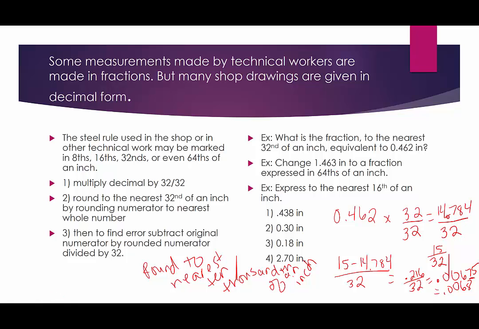Alright. So if it was 64ths like this one, you would do 1.46 times 64 over 64. All of these, 16 over 16. So you would multiply this by 16 over 16, just like I did this problem.